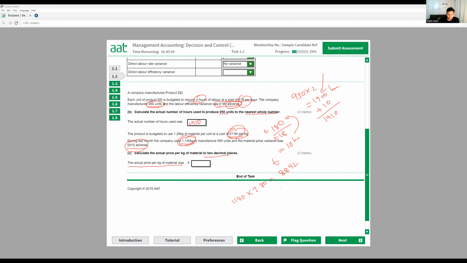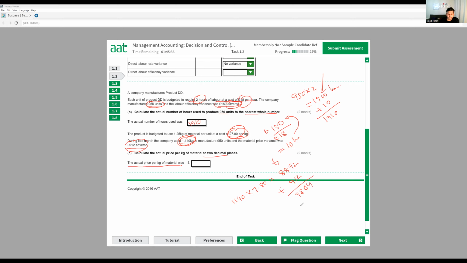So this is the amount actually used, and also we have some adverse variance we need to add. So this is the value plus 912. If we add that, the total actual price of the material used is 9804. The question is asking the actual price per kilo. So we need to find out how much is the per kilo?